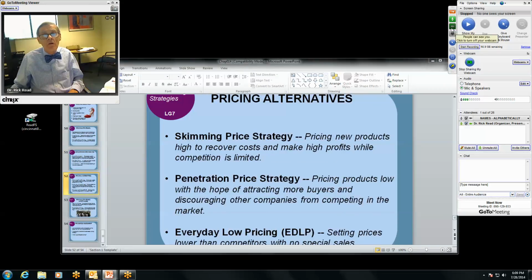Several pricing strategies here. Skimming, that means you're getting in and you're setting the price high enough to get all the profits out that you can get out before you get competition. So you're getting in there, you're setting the rate, you're able to recover everything that you need to recover, and you're able to do this because you don't have any competition.